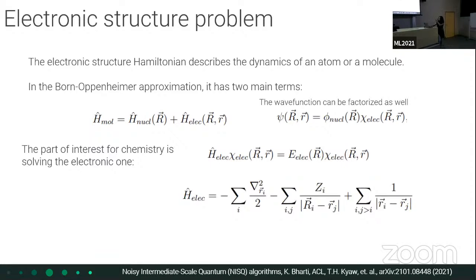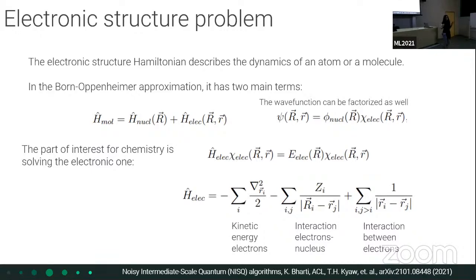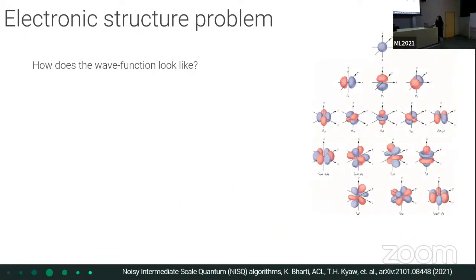And hopefully we can decompose it into these three parts, which are the kinetic energy of electrons, the electron-nucleus interaction term, and the interaction term between electrons. So in the end, the message here is we know how to write down this Hamiltonian. That's not a problem. The problem is finding the dynamics and the ground state of this Hamiltonian.